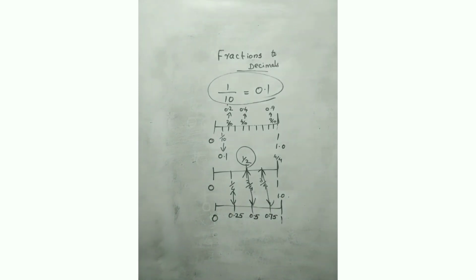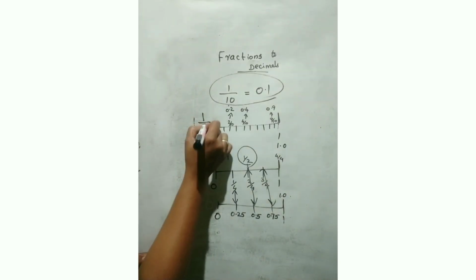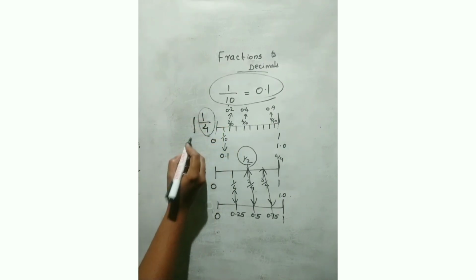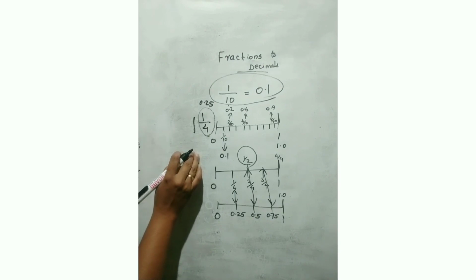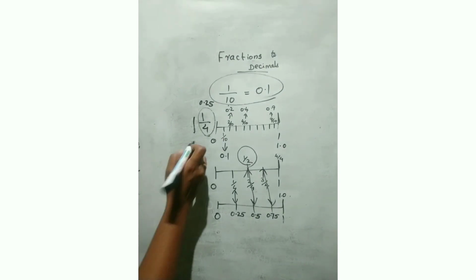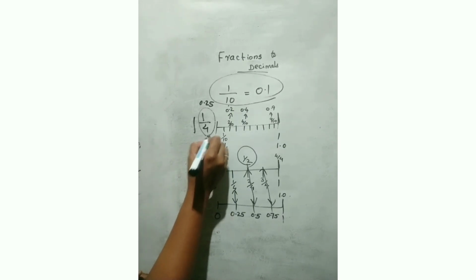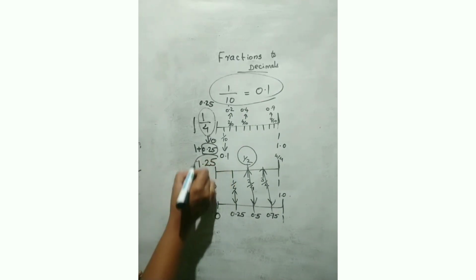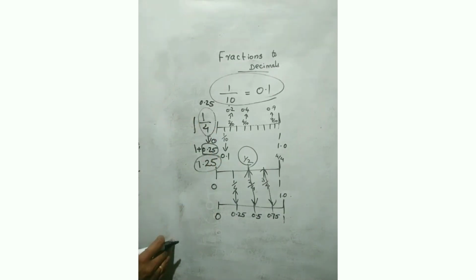Okay, then 1 1 on 4. How can we write? We know that this 1 on 4 is equal to 0.25. So, how can we write this in decimal form? This we can write in 1 plus 0.25. So, this 0.25 is equal to 1 on 4. So, 1.25. This is the decimal form of 1 1 on 4.